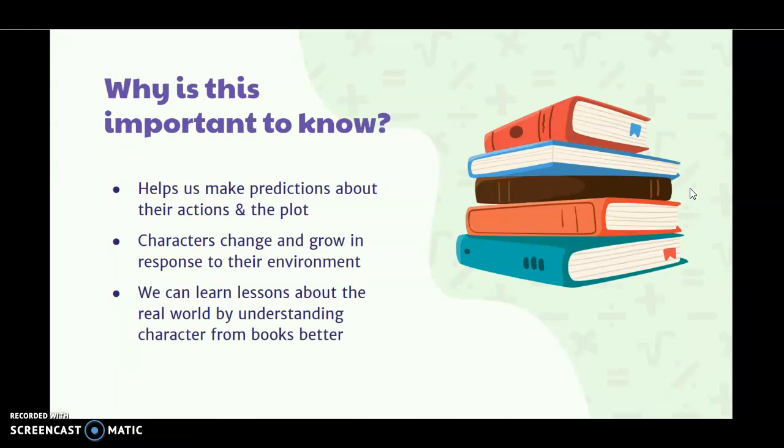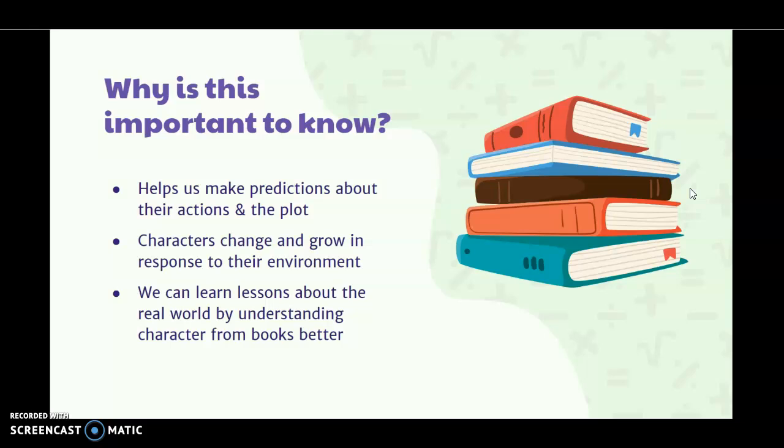First of all, it helps us make predictions about what characters are going to do and where the plot is going. If we know that somebody is really short-tempered and is always going to lash out in anger, we can probably predict that when they lash out at their teacher in the middle of class, there's going to be some consequences after that. We can see where the story is going.